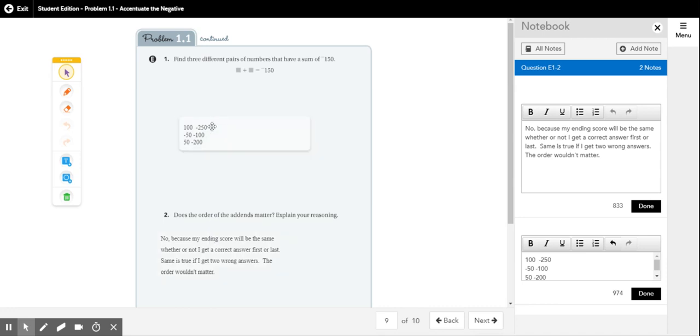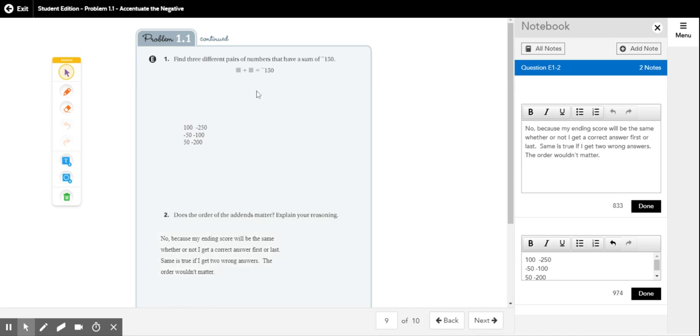If in my first case here, I got a 250 point question wrong first, and then I got a 100 point question correct, I would still end up at negative 150. Same thing here on the last one. If I answered a 200-point question incorrectly first and then I earned a positive 50 points, I would get the same answer as if I answered a 50-point question correct and then got the 200-point question wrong. So here, order doesn't matter. We end up in the same position.